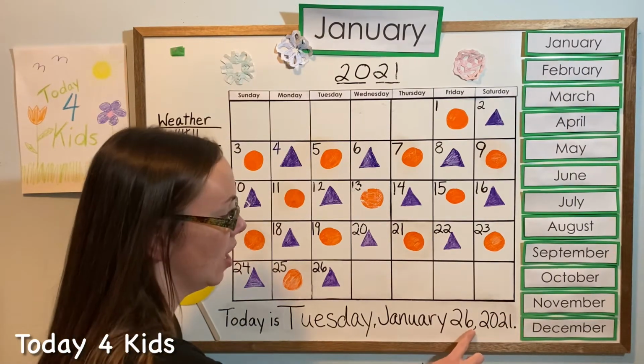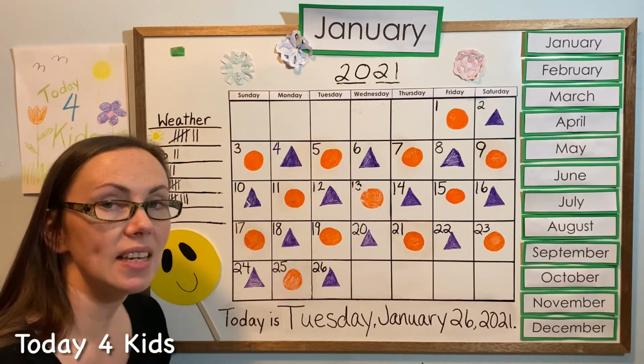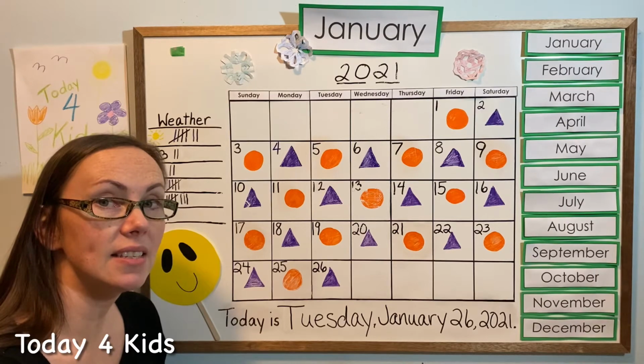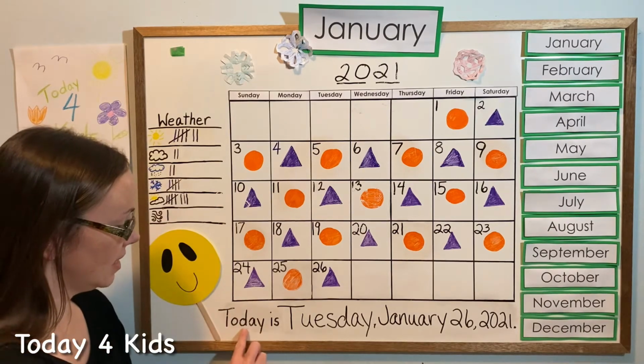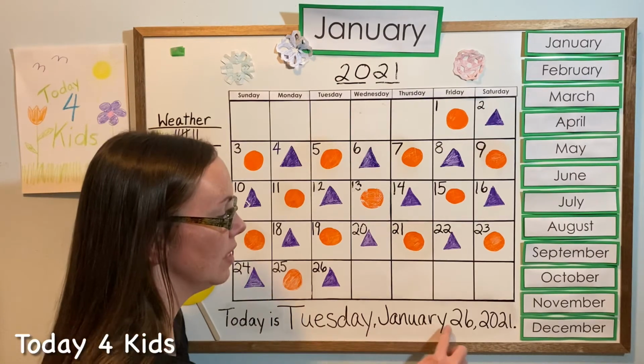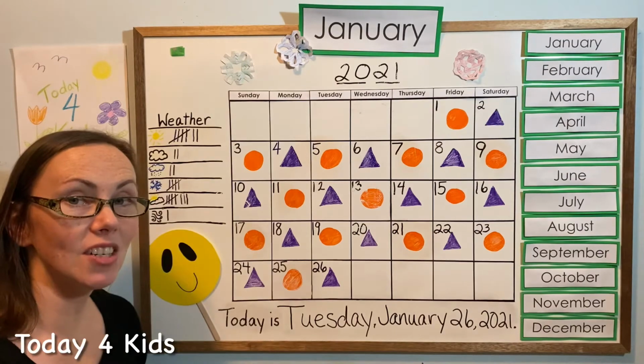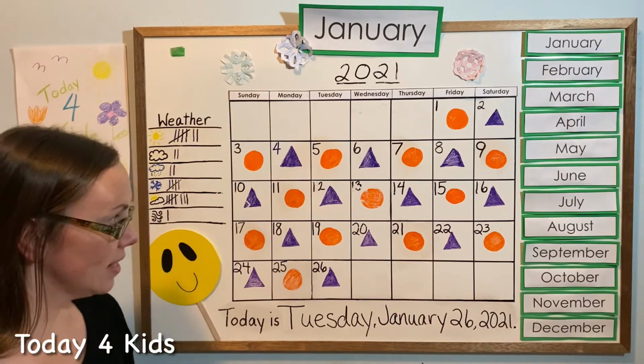And then this comma and this comma tells us to pause just for 1 second before we say the next word. Can we try say the sentence together? Today is Tuesday, January 26th, 2021. Good job. Thank you for trying that with me.